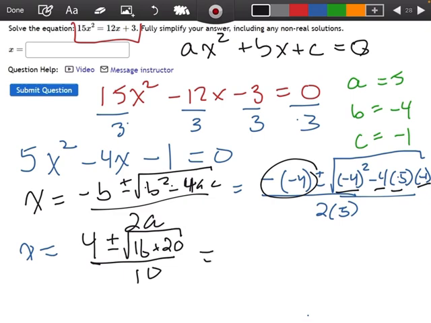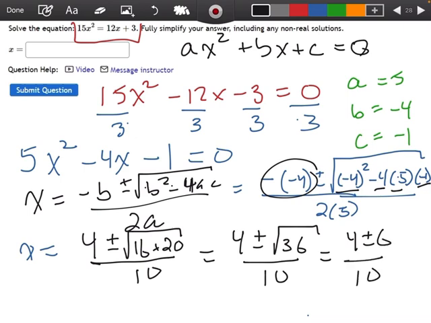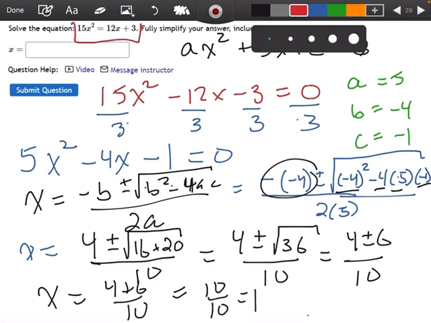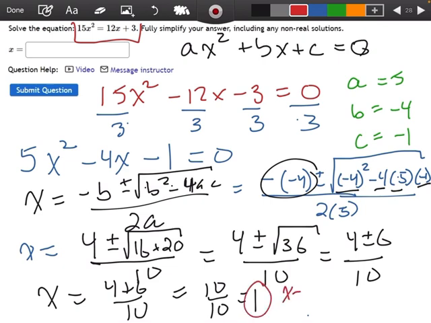All right, x equals 4 plus or minus big square root. 16 and 20, y'all, should be a 36, all over 10. Okay. Plus or minus the square root of 36, y'all, should just be a 6, all over 10. Now remember, y'all, we're gonna have two answers. One of them when we add, so 4 plus 6 is 10, and 10 over 10 is 1. Okay, so here's my first answer. The other one is gonna be when we subtract, 4 minus 6 over 10. 4 minus 6 is a negative 2 over 10. That's a negative 1 over 5, okay?